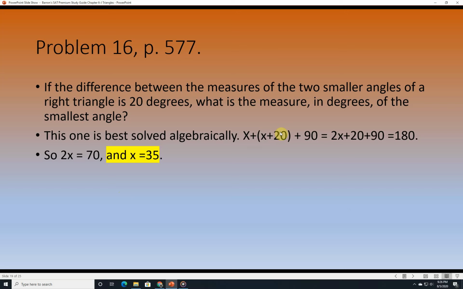So that's going to be x plus x plus 20 plus 90, which is just going to be 2x plus 20 plus 90, because we can combine like terms. Anyway, so we can see that 2x plus 20 plus 90 equals 180. Obviously, we can subtract 90 and 20 from 180, so we're going to end up with 2x equal to 70, and therefore x has to be 70 over 2, which equals 35.